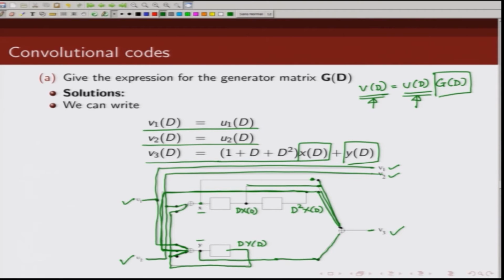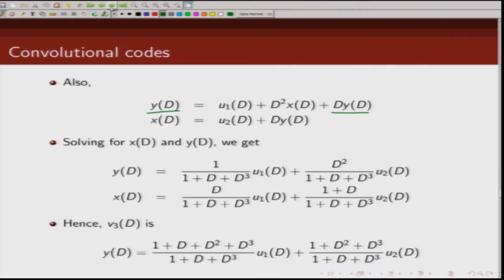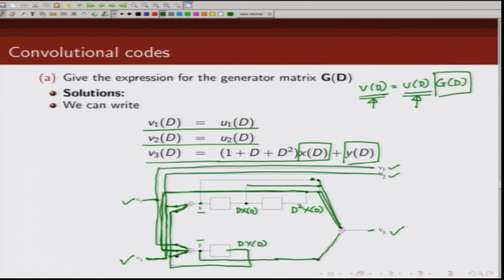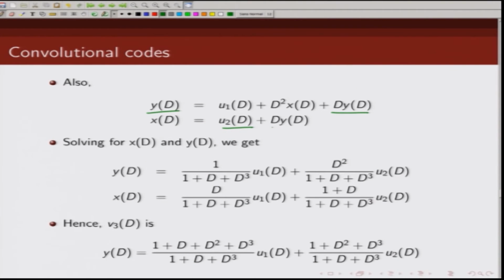Similarly, x of d, first one is this term, which is u of d. So, this is u of d, and the second term is this term, which is d times y of d, this one. Okay. So, now we have got equations of y of d and x of d in terms of u1d and u2d. So, let us bring y of d at one side and x of d at one side and write them in terms of u1d and u2d.